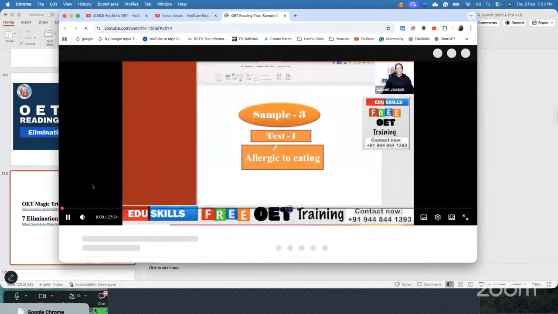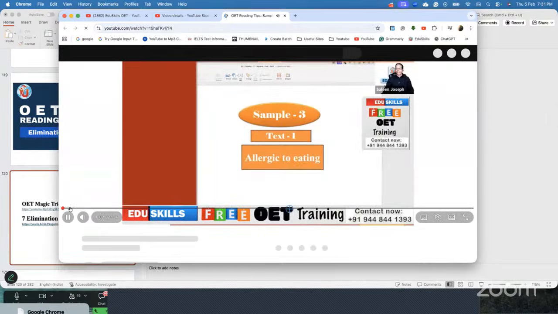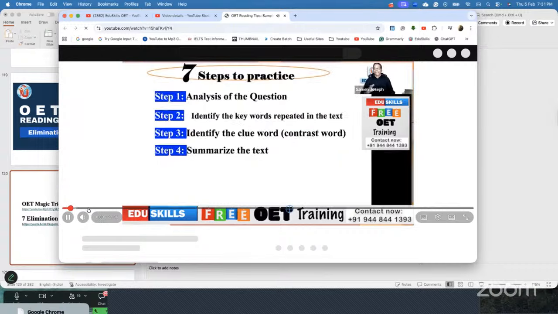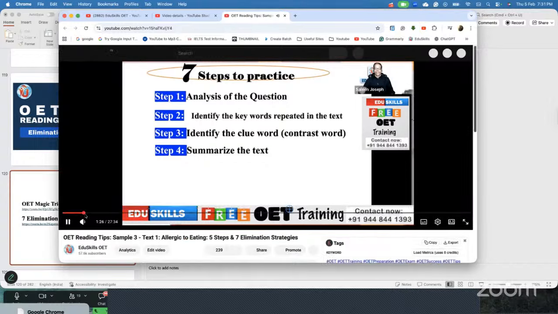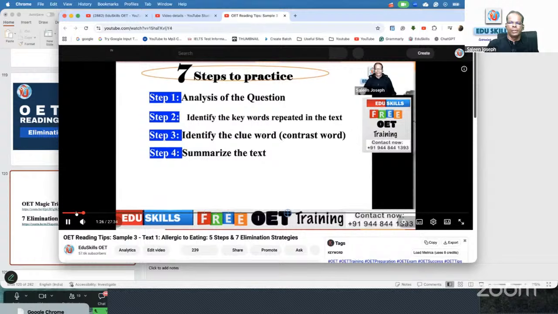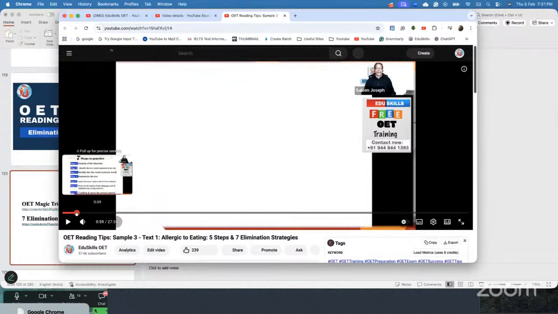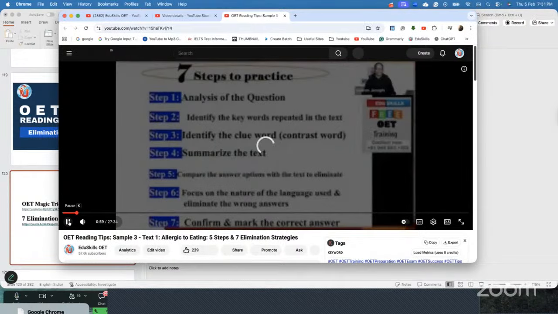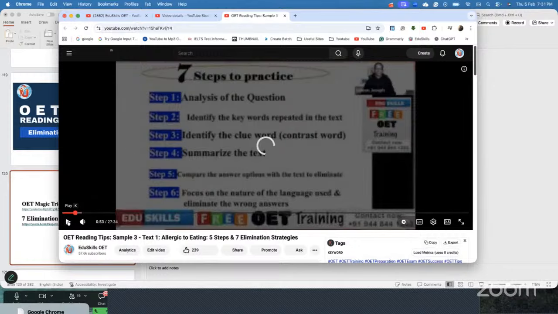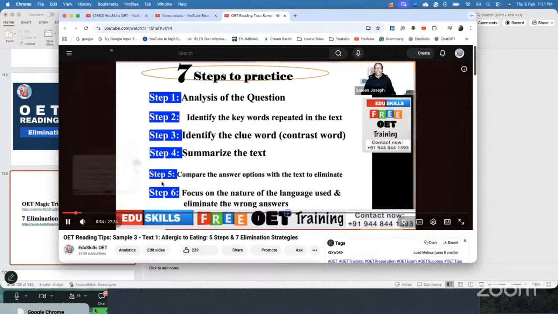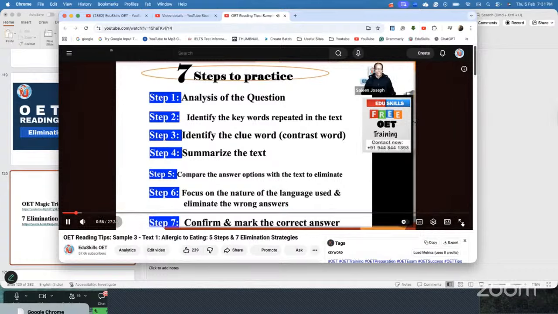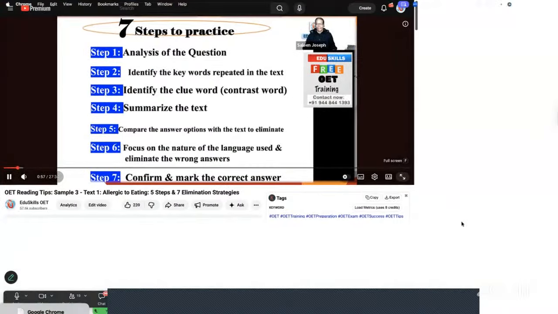Sample 3, text 1, allergic to eating. Thank you, OET, for allowing me to use this, for how to summarize the text or the paragraph in your own words. Is it audible and visible? Yes, it's visible. Nature of the language, you can eliminate most of the options. Step 7, confirm and mark the correct answer.